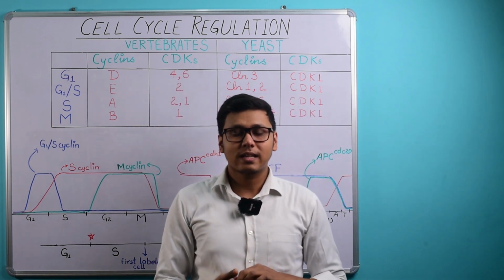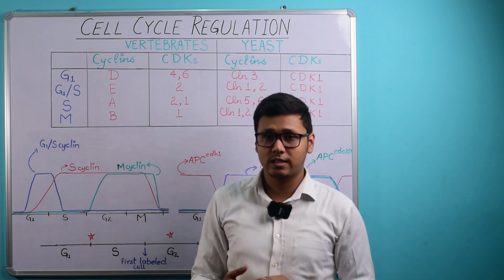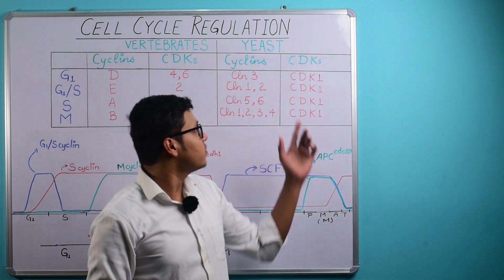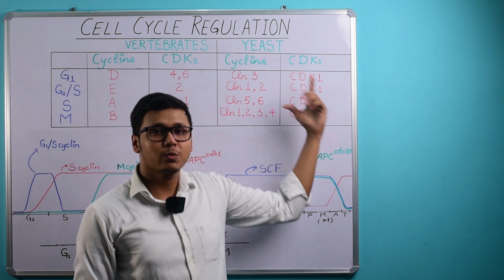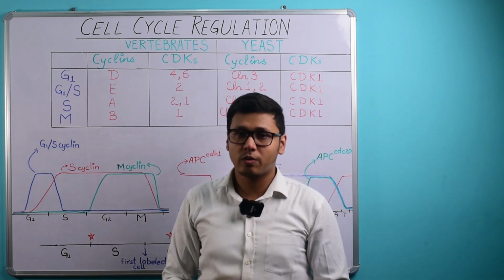The binding of cyclin and CDK is very specific. It's not like any cyclin can bind to any of the CDKs. In vertebrates there are various CDKs, but in yeast there is only one specific CDK, which binds to its respective cyclins according to which phase it is going to work upon.